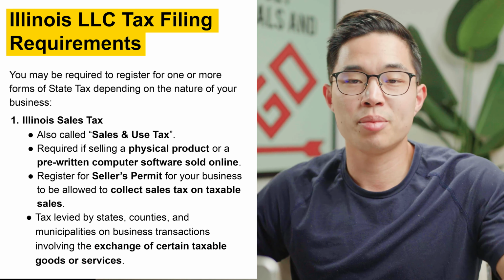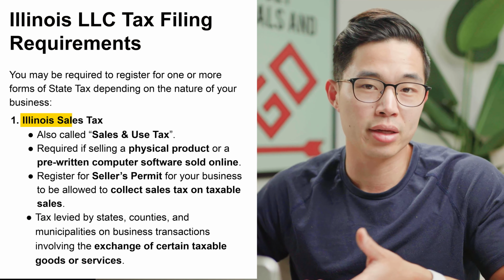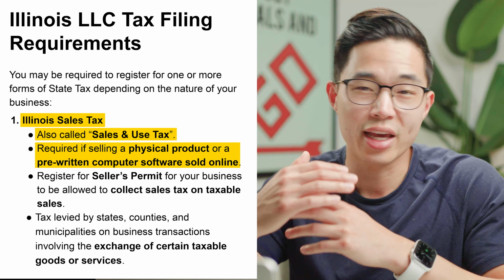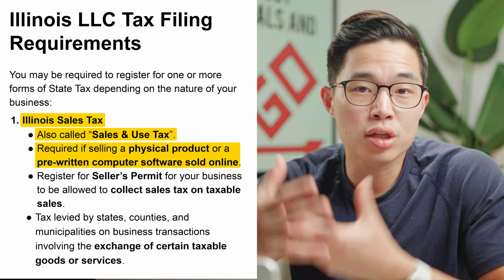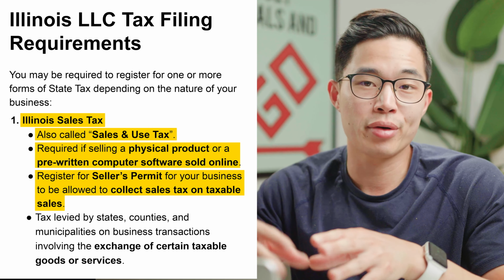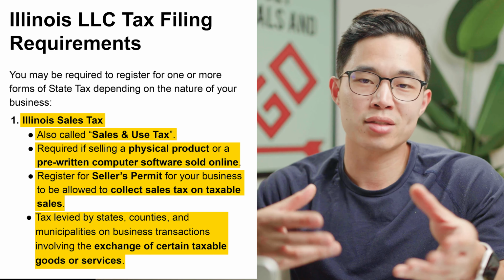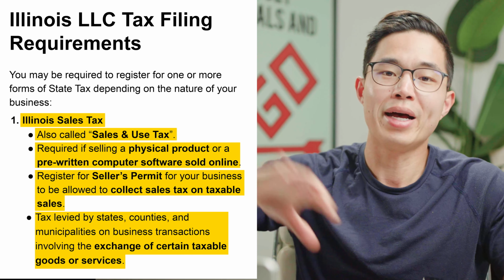Now, depending on what type of business you have, you may need to pay things like Illinois sales tax. This is called sales and use tax. So if you're selling a physical product or, for example, computer software, you may need to apply for a seller's permit so that you can collect sales tax on these sales. That sales tax, of course, is not yours to keep. You do need to pass it back to the state.